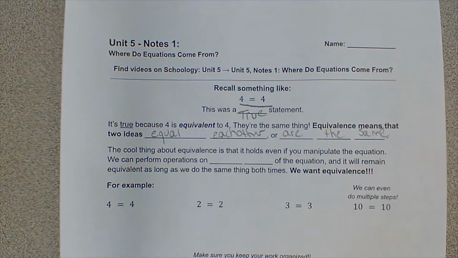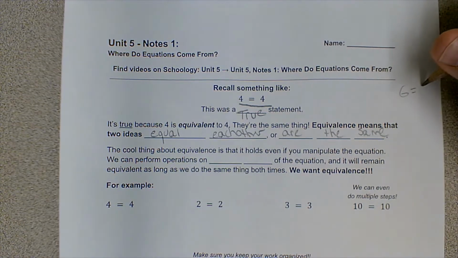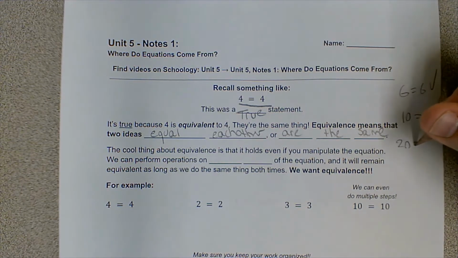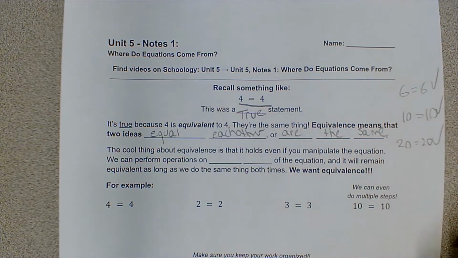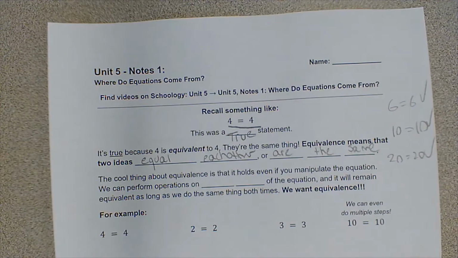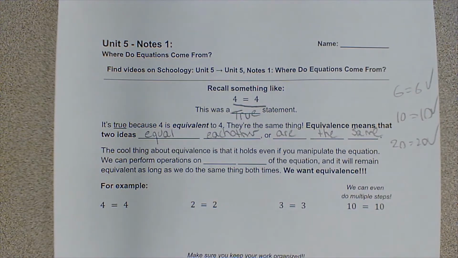Equivalence holds with any pair of numbers. 6 equals 6. Those are equivalent. 10 equals 10. Those are equivalent. 20 equals 20. Those are equivalent too. They equal each other. They're the same thing. Now, we like equivalence. We need equivalence for everything we're going to do from here on out. So just know that it's something you want.